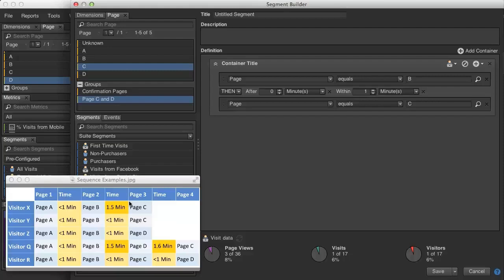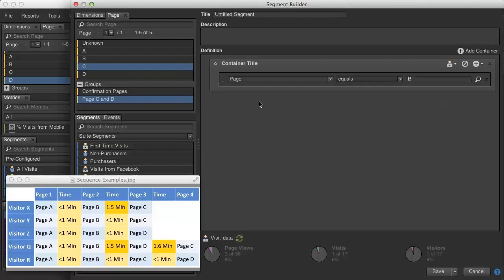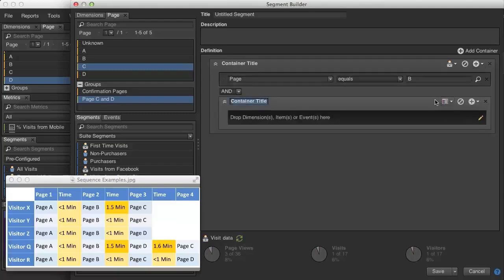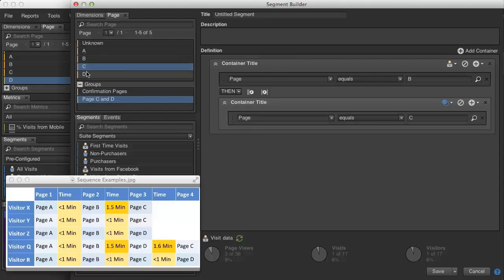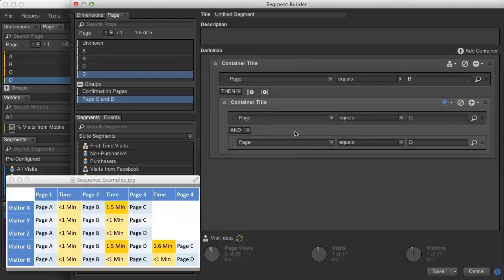Okay, now let's look at an example where we're looking at a combination of these, and this will be the last one, I promise. We want to look at the time interval with a logical group. So let's look at those who saw page B, then page D and C in under a minute. So in this case, I'm going to remove my criteria there, add a container, and I need to change this to a then first, make this a logical group. I want people who saw page C and D. So I have my and criteria there.